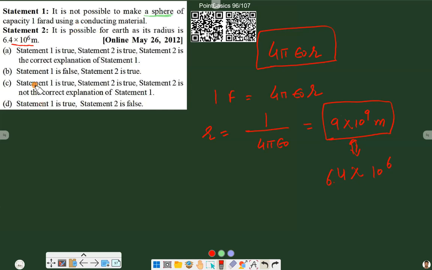So both statements are false here, and I think here both false is not mentioned. So if we are not considering the practical scenario, then statement 1 can be possible, that in a hypothetical world we can create a sphere of this bigger radius. So in that scenario 1 will be true and 2 will be false. So option D in this scenario will be the right answer, but considering the practical scenario both are wrong.